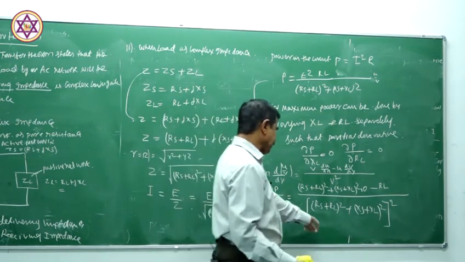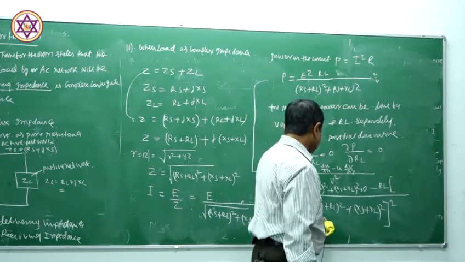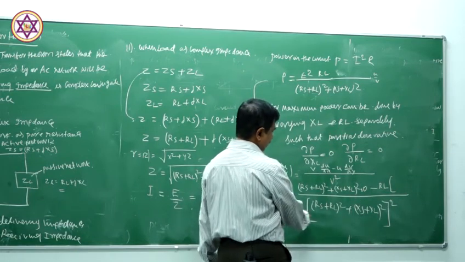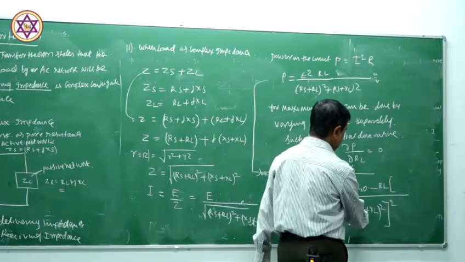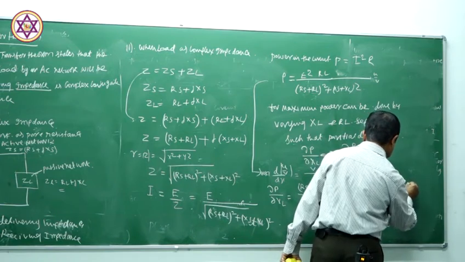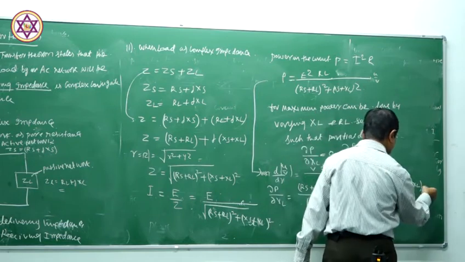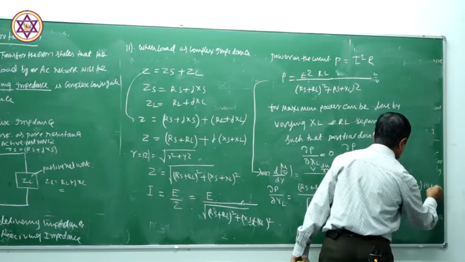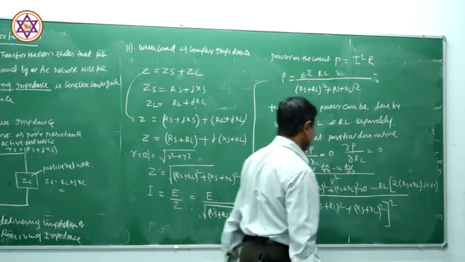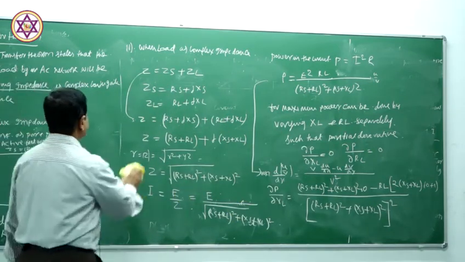So again I have to differentiate the denominator. Differentiating the denominator, I will get 2(RS plus RL), but we are differentiating with respect to XL, so this becomes 0. Now differentiate this one: 2 times (XS plus XL). By parts I am differentiating, that is 0 plus 1. So that is the differential of that.